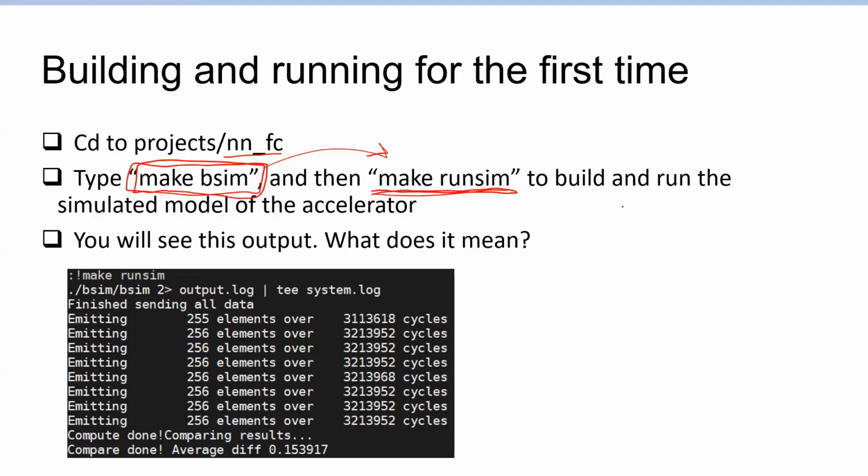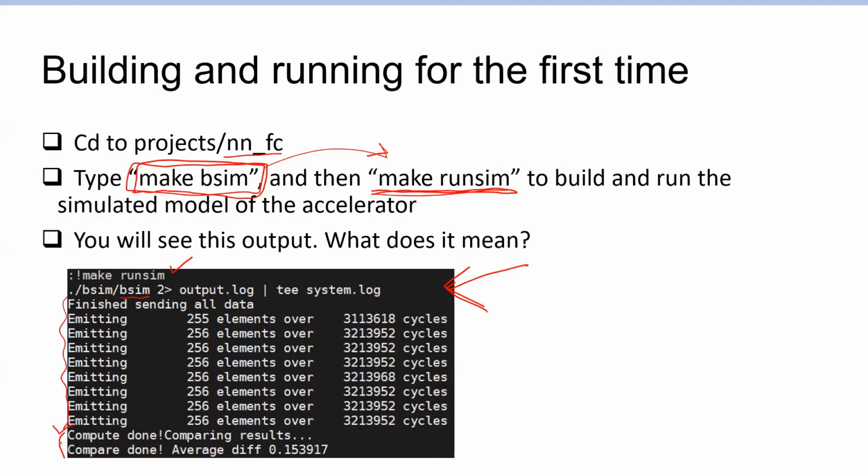And if you type runsim, you will see this output. You type make runsim, I typed it inside Vim, and then it runs the simulator. And then it prints out some messages from the simulation. And on the software side, after the computation is done, it compares the results. It doesn't complain about errors, so it seems to be okay.